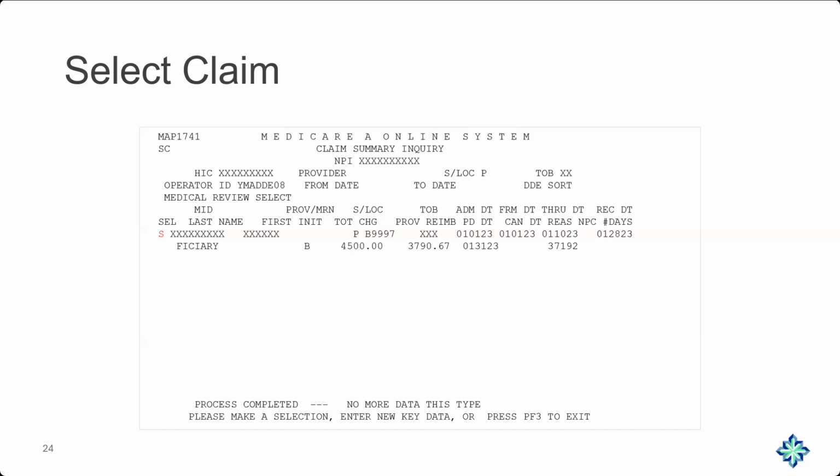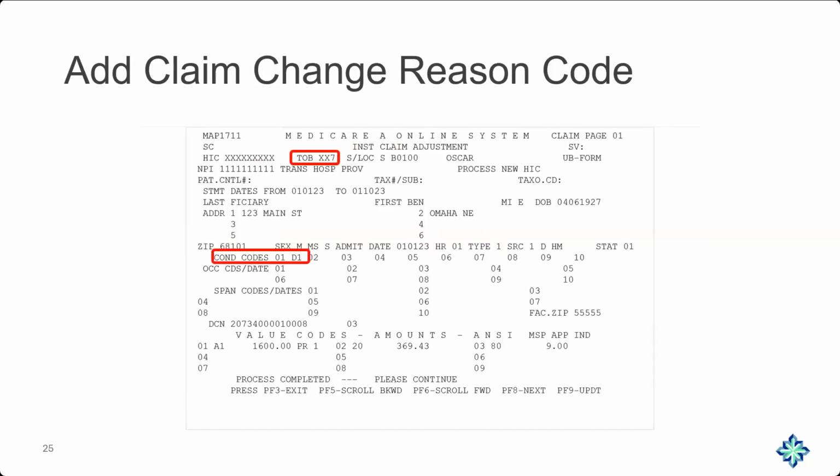So after you've selected your claim, you're going to notice that the type of bill will automatically default to end in a 7. You always need to choose the appropriate claim change reason code to reflect why the claim's being adjusted. In this example, there's a D1, and that reflects a change in charges. That's probably the most common one that we see.